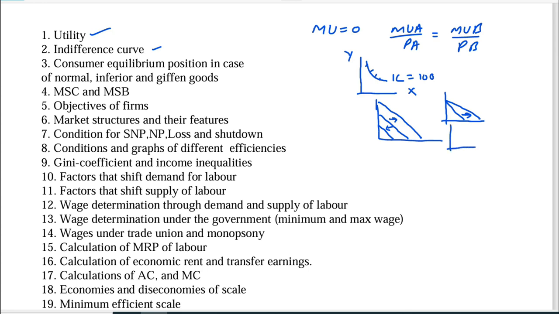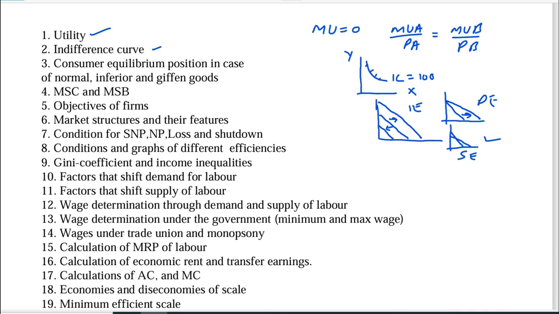In case of substitution effect, two budget lines cross each other like this, right? And it shows relative change. So important term here is relative change in case of substitution effect. This is substitution effect, this is price effect, this is income effect.